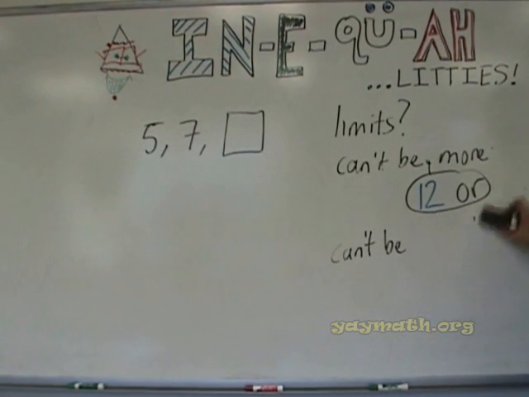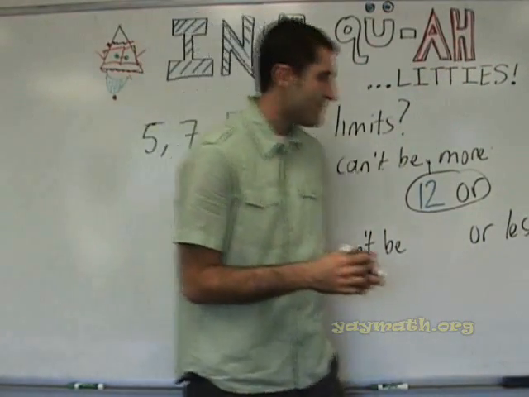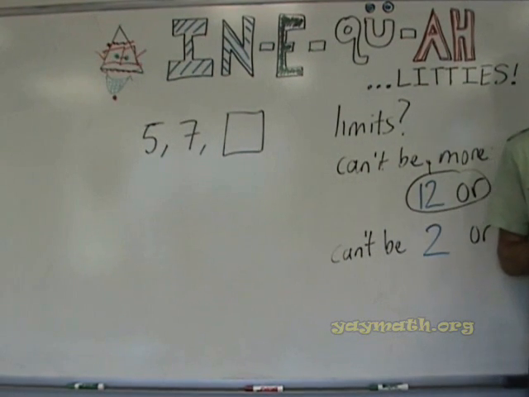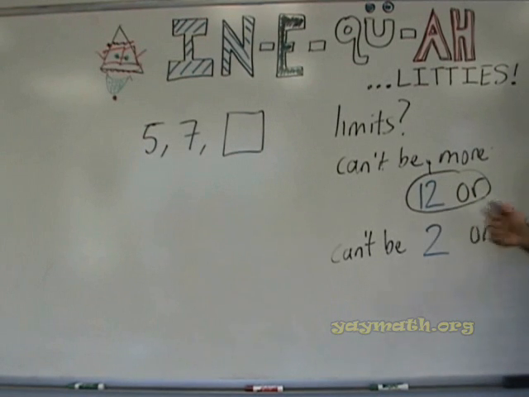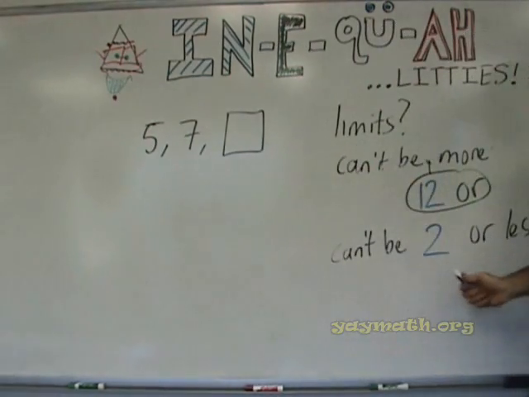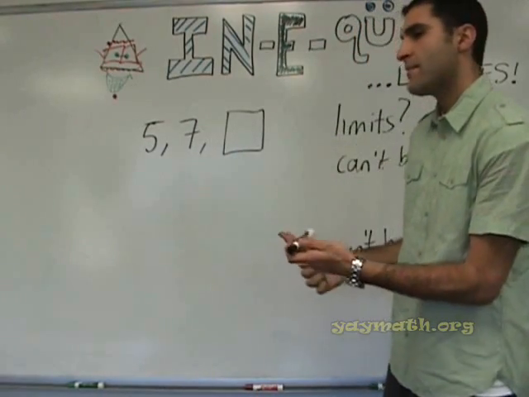And can't be blank or less. Who can do it? 2 or less. Makes sense. Can't be 12 or more. Can't be 2 or less. How did we get these 2 numbers? If you look at the pattern, it's right there in front of you. How do we get 12 and 2? When you add them, you get 12. And when you subtract them, you get 2. That's it. That's the trick.